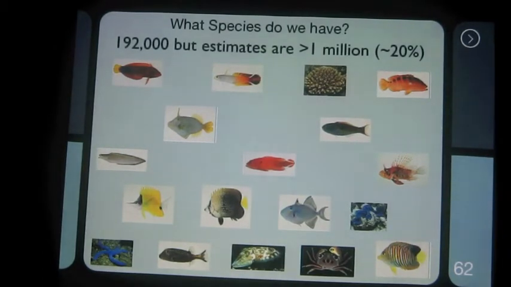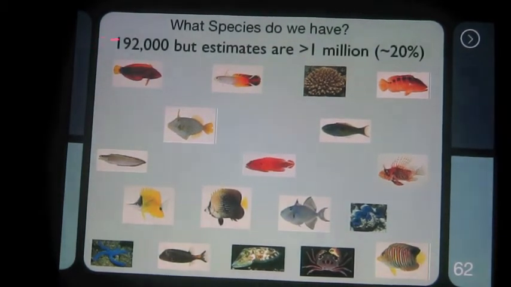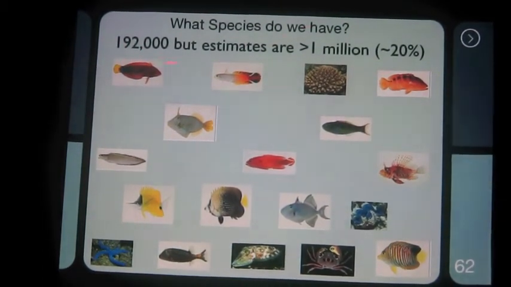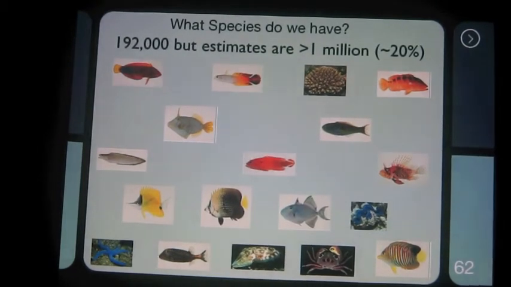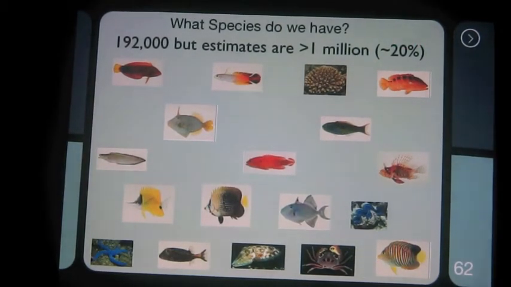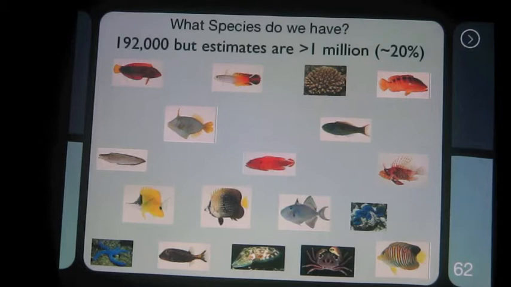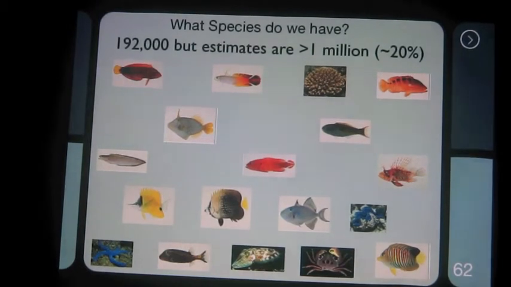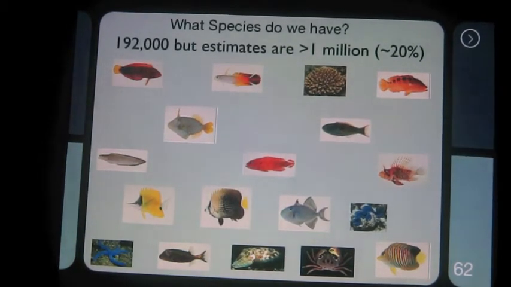But what about that whole taxonomic detail issue? And it starts with a very simple question of what species do we have? Like I mentioned earlier, currently we have 192,000 described species of macrofauna. But estimates are at least 1 million, which puts us at 20%. If this changes to 20 million, you can imagine how low on that totem pole we are at this point.